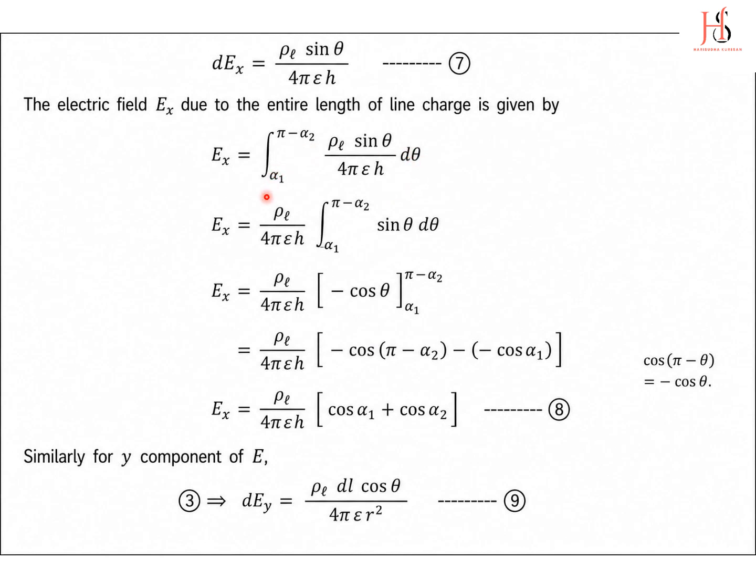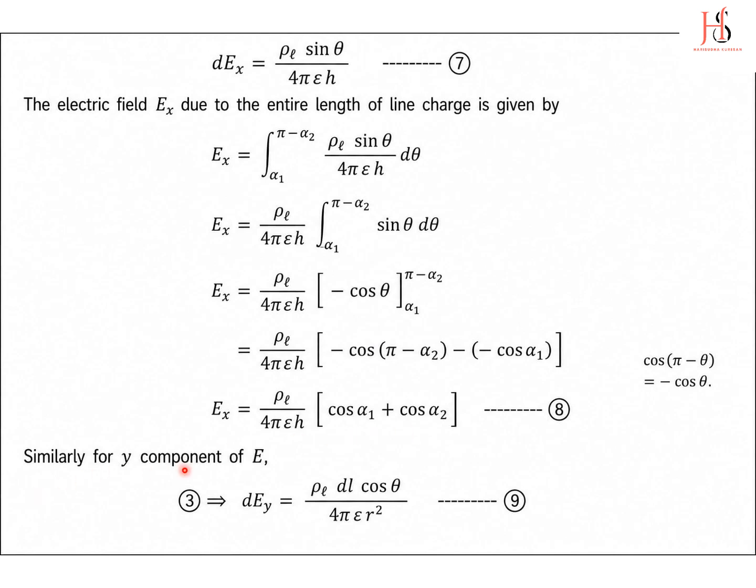Now first you integrate it. So integration of sine theta, the rest of the terms rho l divided by 4 pi epsilon h is treated as a constant, and integration is with respect to sine theta. So integration of sine theta is nothing but minus cos theta, and you substitute the limits alpha 1 to pi minus alpha 2. When you substitute, you will be getting Ex is equal to rho l divided by 4 pi epsilon h into cos alpha 1 plus cos alpha 2.